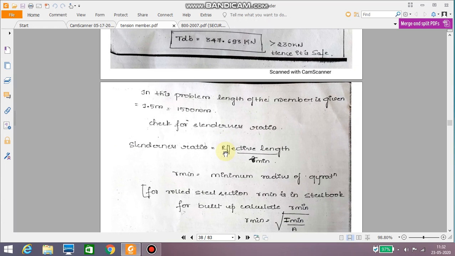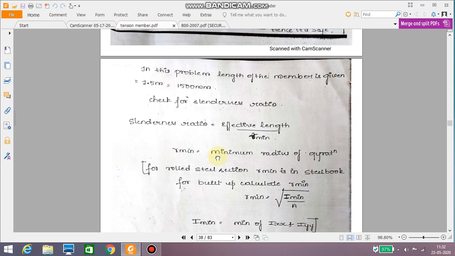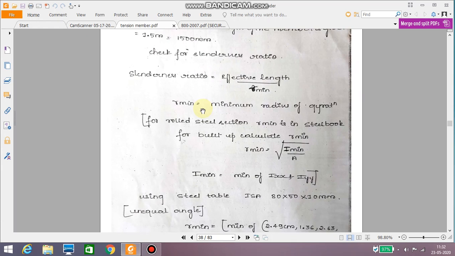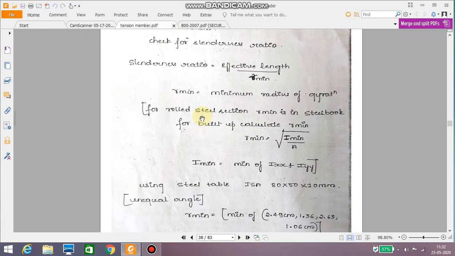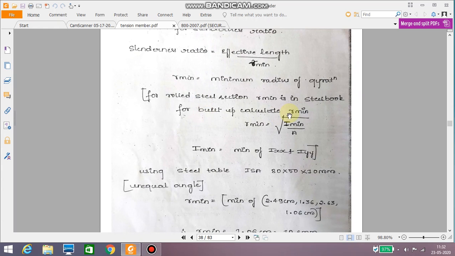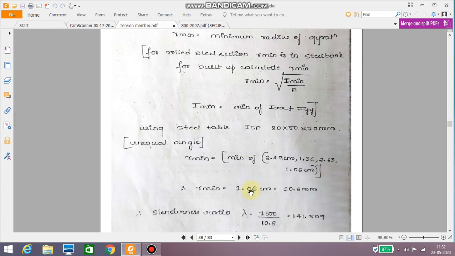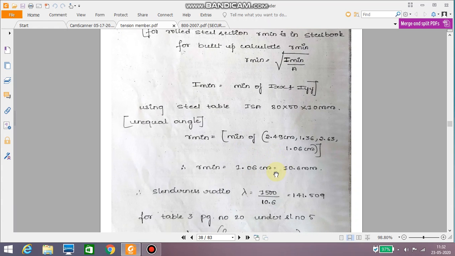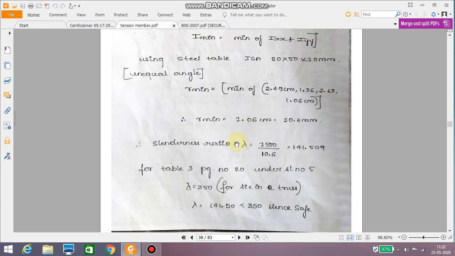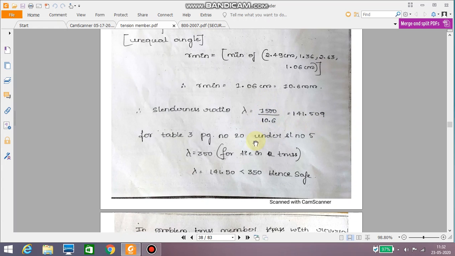So in this problem, the length of the member is given as 1500 millimeter or 1.5 meter. So we need to check the slenderness ratio. Slenderness ratio is equal to effective length divided by r minimum. So r minimum is nothing but the minimum radius of gyration. It is a steel section, so from the steel table, we get the r minimum value as 10.6 mm. So slenderness ratio lambda equal to 1500 divided by 10.6, it is 141.501.